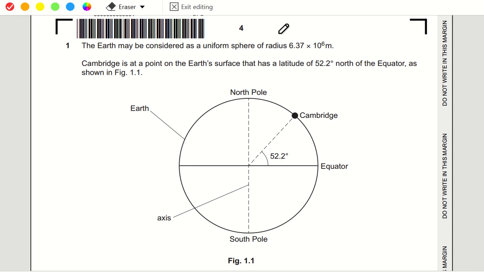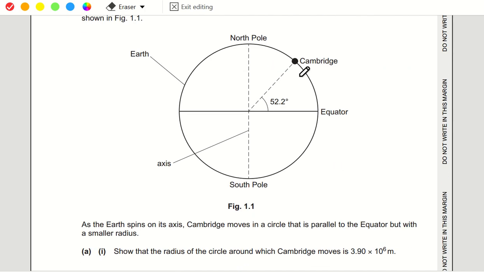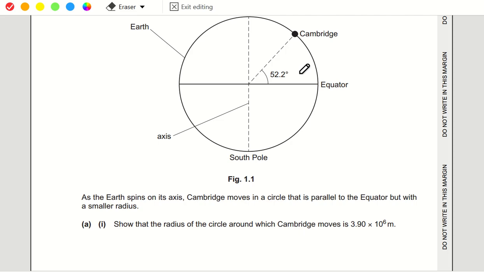The Earth may be considered as a uniform sphere of radius 6.37 times 10 to the 6 meters. Cambridge is a point on Earth's surface that has a latitude of 52.2 degrees north of the equator. As the Earth spins on its axis, Cambridge moves in a circle that is parallel to the equator but with smaller radius. Here is the sun.